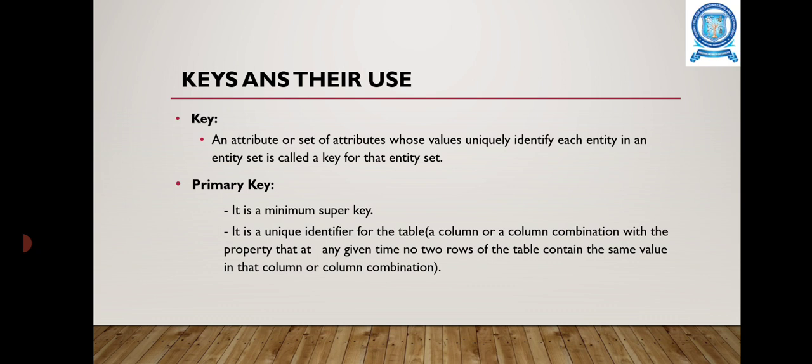First one is the primary key. The primary key is one of the minimum super keys. It is a unique identifier for the table. That means a column or column combination with a property that at any given time no two rows of the table contain the same value in that column or column combination.